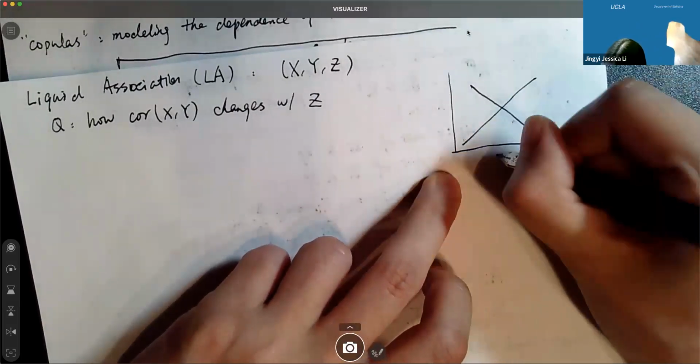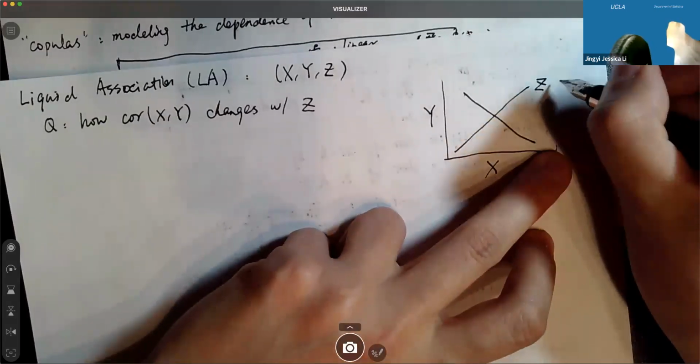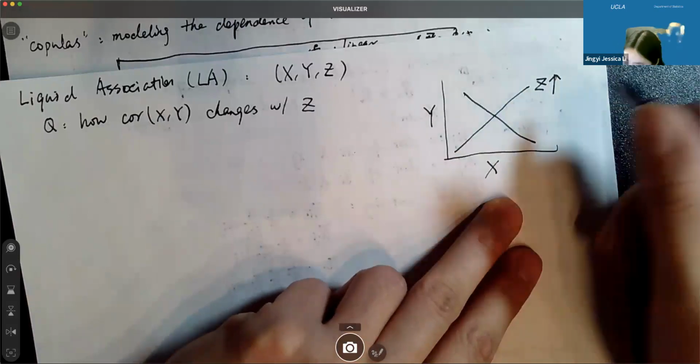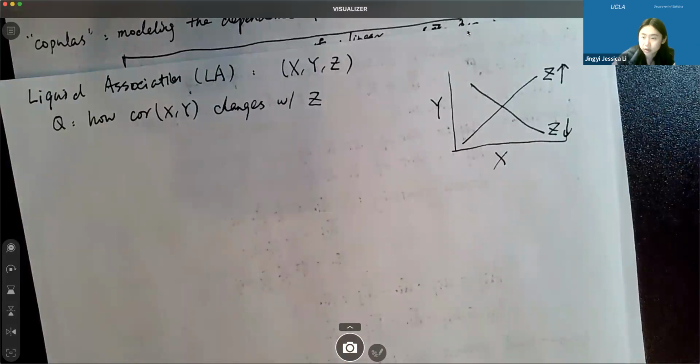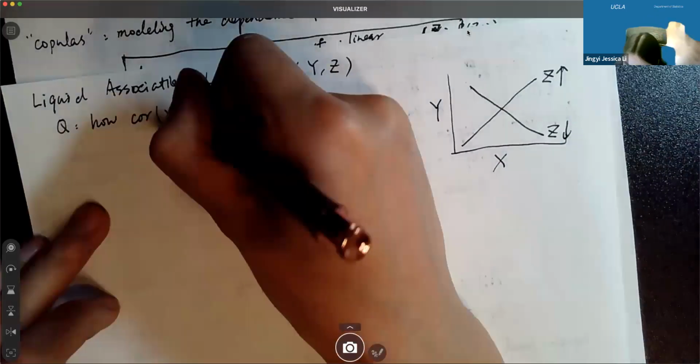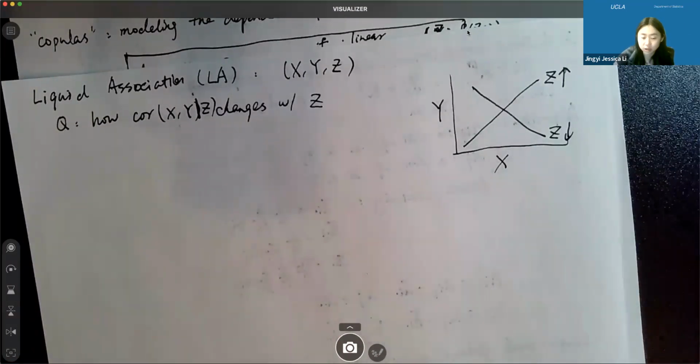So if this is X, this is Y, and when Z is high, they are correlated positively. When Z is low, they are correlated negatively. So in this case, if you ignore Z and just look at X and Y, you miss this correlation. That's why this conditional correlation change is the goal.